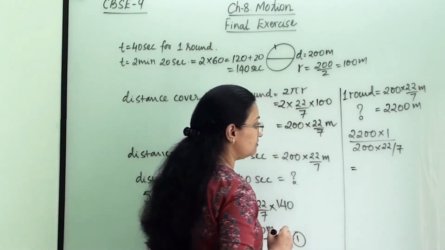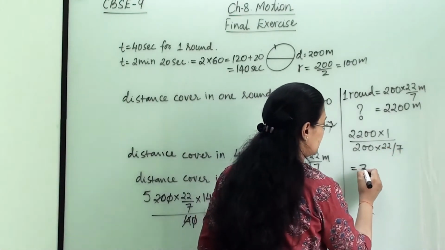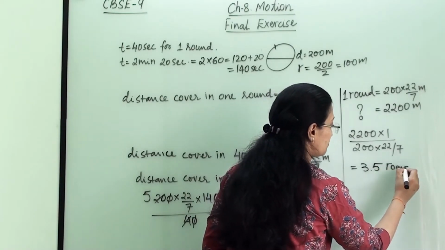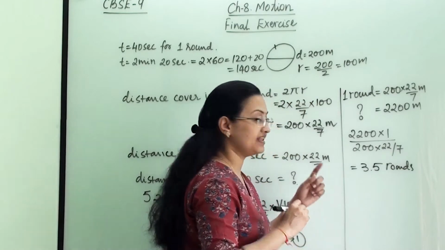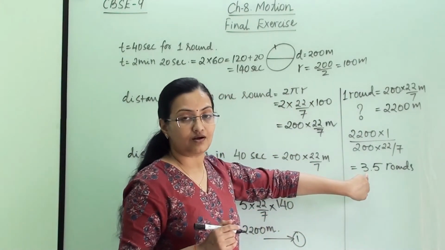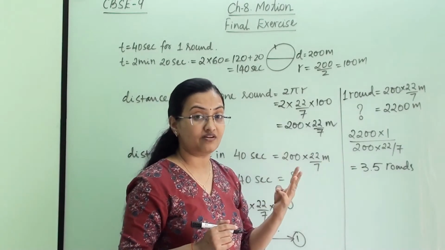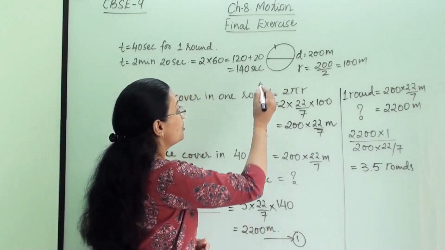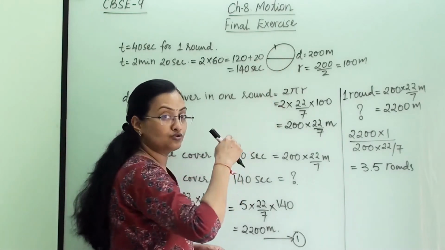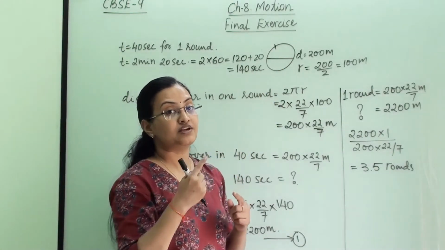Once we solve this, we will get 3.5, and these are the rounds. This many rounds the athlete will take. So after the end of the third round, his displacement will be 0, because he is starting from here and coming back here again. So after the third round his displacement is 0.